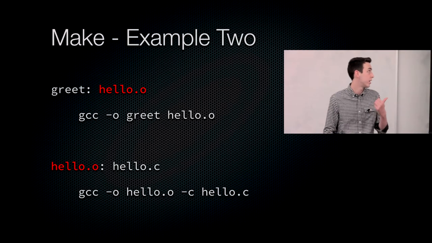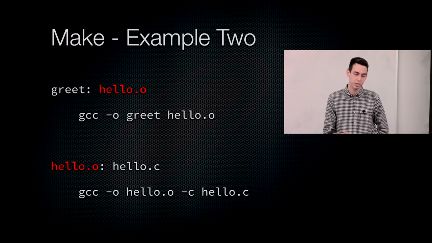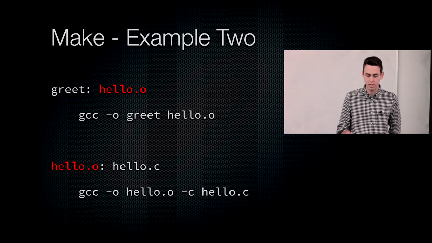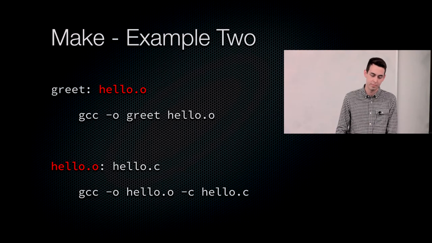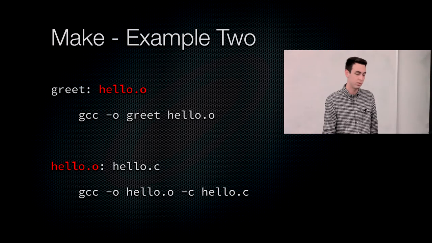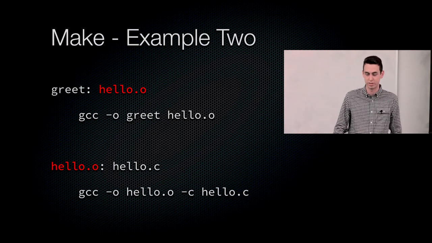So you can see in red, I highlighted one of the targets for the greet binary is hello.o, which is the object file. So when you type make, it'll try to build greet, and then it'll see that hello.o either hasn't been built or hello.c has changed, then Make will figure out that it needs to rebuild hello.o before rebuilding the greet binary. And that's how rules work together to build up these really complex projects as your projects get bigger, which they do in a lot of 400-level classes.